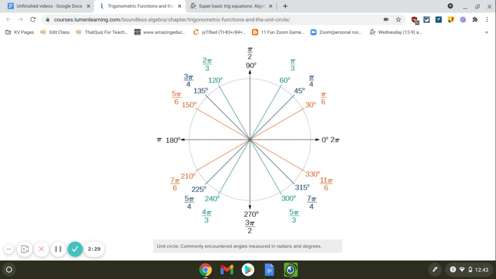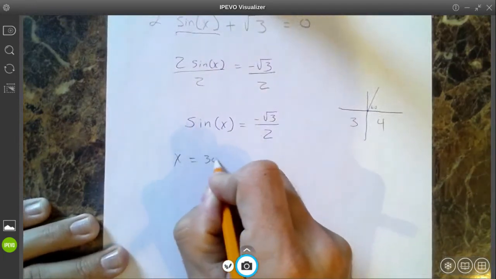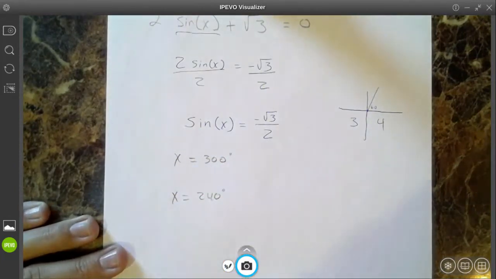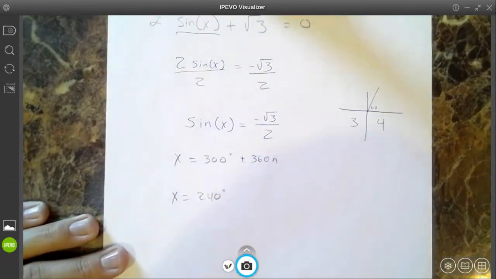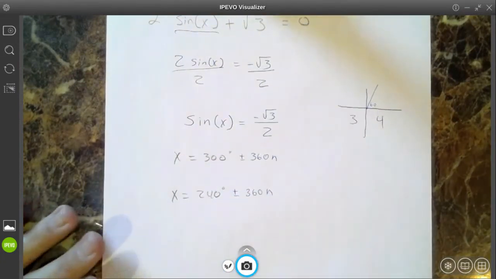So it's downwards, root 3 over 2. The 30-degree angle would be a 1/2, it's up a little bit. We're looking for where the vertical part is rather tall, root 3 over 2 tall. So it's 300 and then 240. Those are our answers there. x equals 300 and x equals 240 degrees, and then plus or minus 360 in degrees.